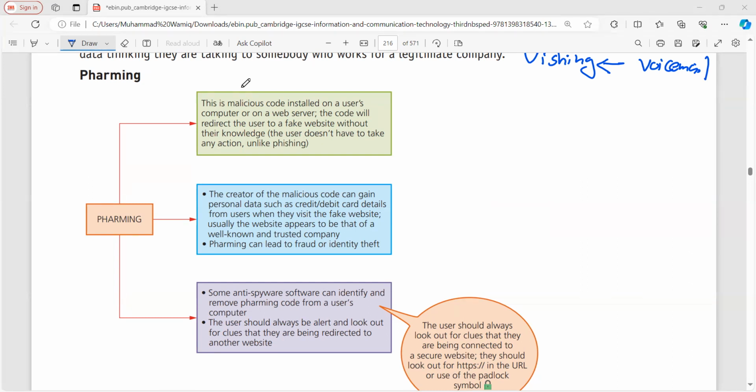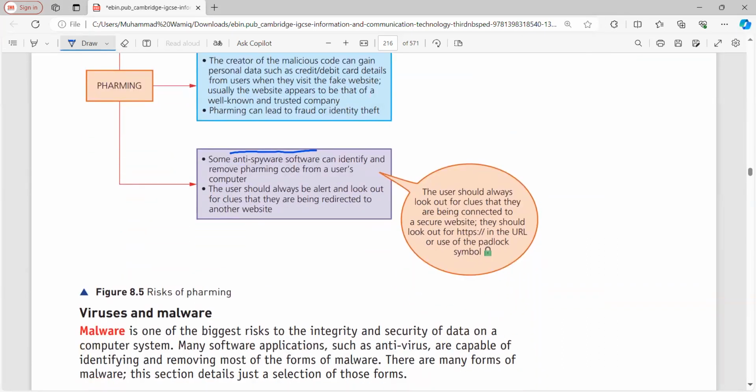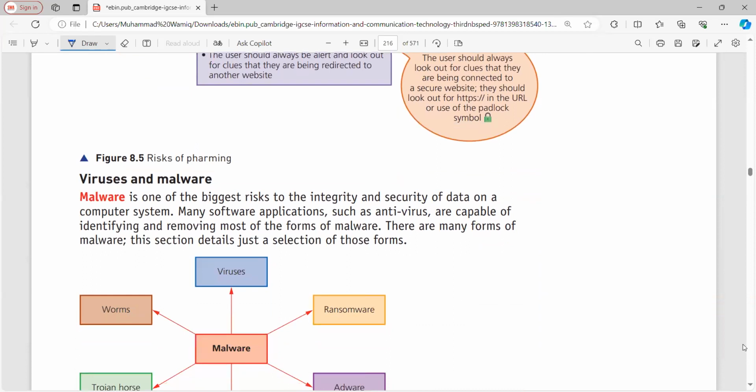You can protect yourself by installing anti-spyware software, and the user should be alert, looking out for clues that should not be redirecting them to a website. As I mentioned, you should always open websites with the padlock and with HTTPS.